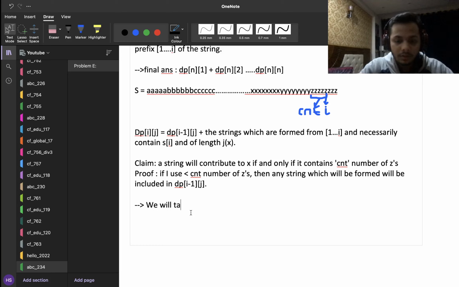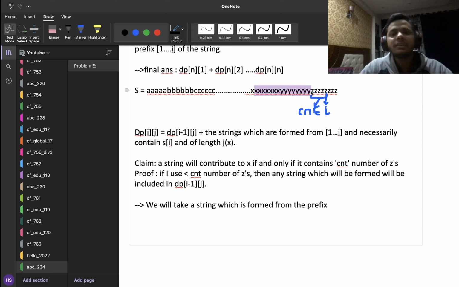Okay, so what happens is that we will take a string which is formed from the prefix. So this prefix is nothing but I minus count, right? This is I and I have count amount of z. So this prefix is just I minus count. So we will take a string which is formed from the prefix 1 to I minus x. And so we will take a string of length j minus count.